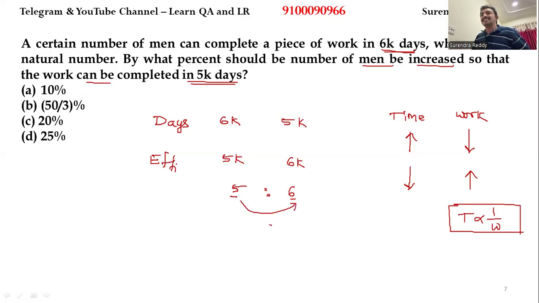What is the percentage increase? The percentage increase would be 1 upon 5 into 100, which is nothing but 20% must be increased. Otherwise, you can also see by basic observation, if 5 is becoming 6, there is a 1 increase. This 1 is what percent of 5? 1 by 5. How do you convert into percentage? By multiplying with 100, this has to be 20%, option 3.